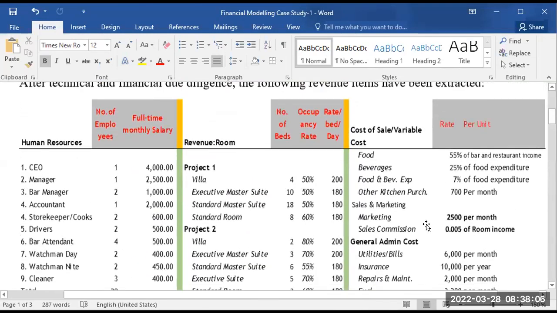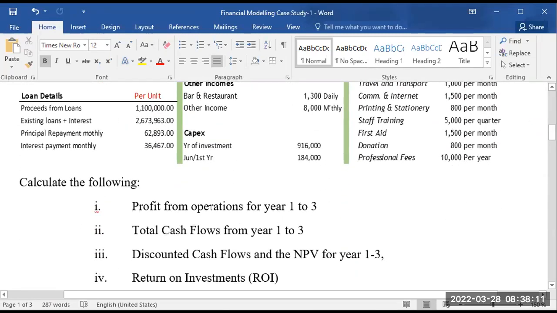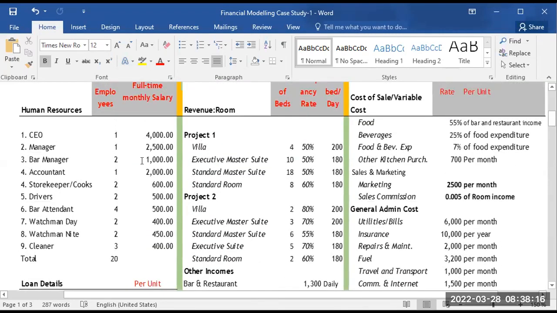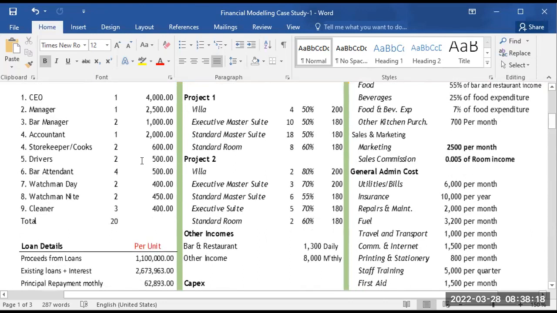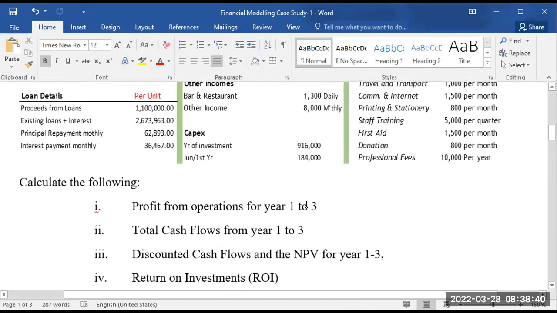But what are we supposed to do here? You're expected to calculate the following: profit from operations from year 1 to year 3. So that's what I was trying to explain here. But it's a whole lot of work. So for those who have this to present as an assignment, you're supposed to prepare a spreadsheet, and that spreadsheet would have a number of pages.